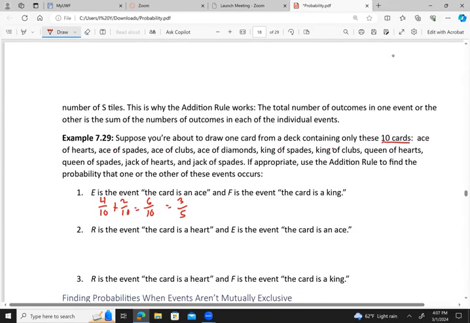R is the event the card is a heart, and E is the event the card is an ace. I have an ace of hearts, so these are not mutually exclusive. So using this method, we cannot calculate that.